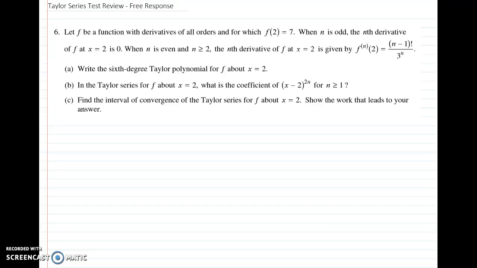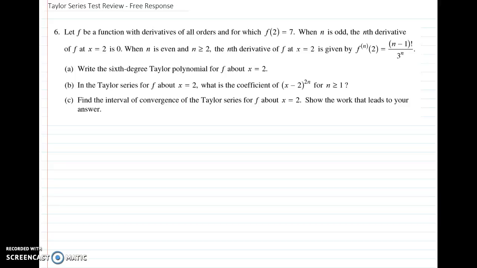Let f be a function with derivatives of all orders for which f of 2 equals 7. When n is odd, the nth derivative is 0. When n is even, the nth derivative is given by this formula. So that means that our Taylor series is only going to have even terms. If every odd derivative is 0, then every term that uses the odd derivative, which would have an x to the odd power, is going to be 0.